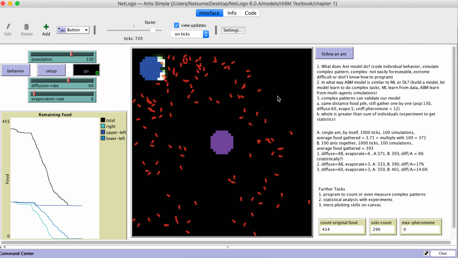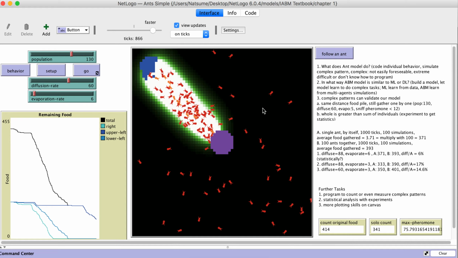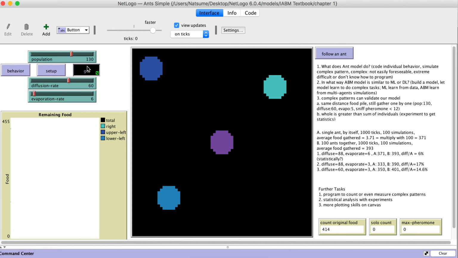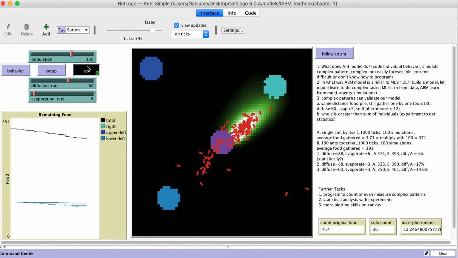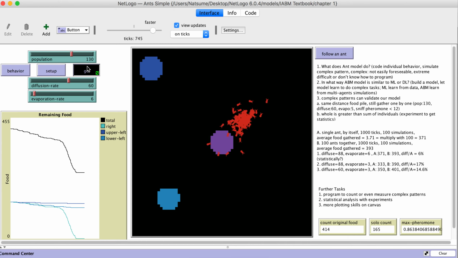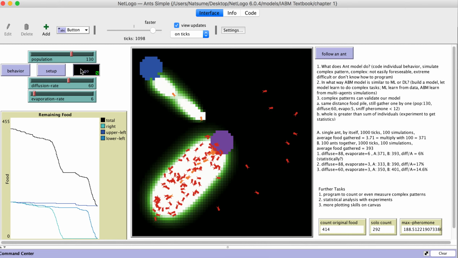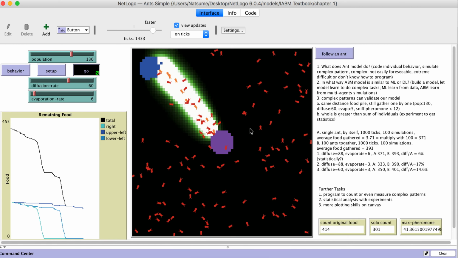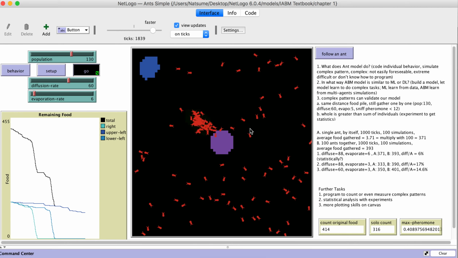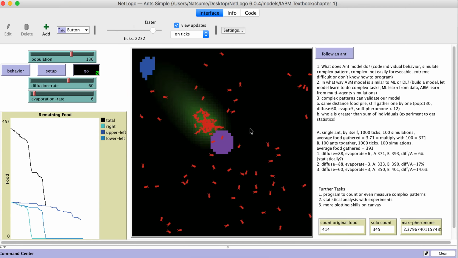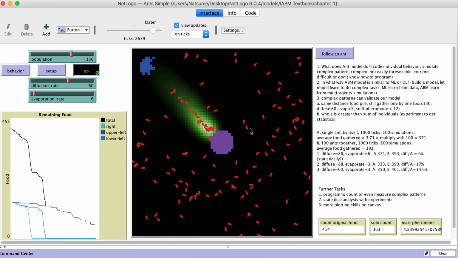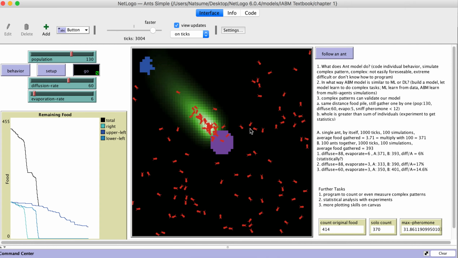Just now we see that these two piles almost finished at the same time, but one pile slightly faster. So far it seems that our model is able to reproduce the very complex phenomena suggested by the biologists. Therefore, we say this complex pattern validates our model.